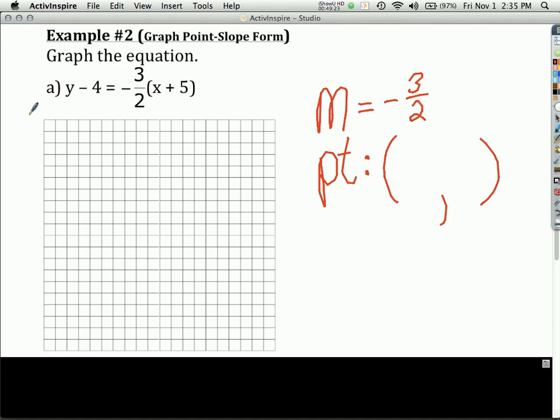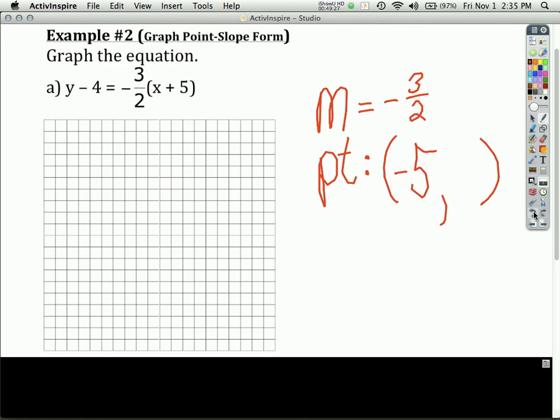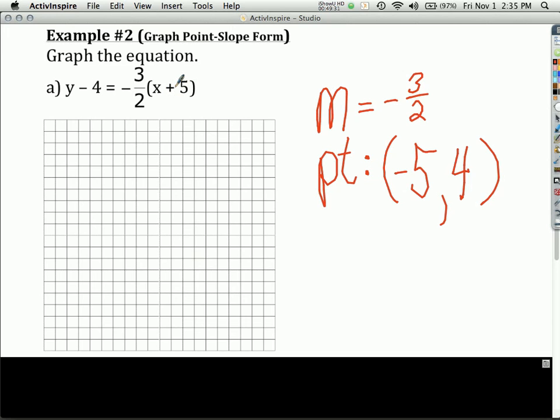Very, very good. This is a little bit tricky, but it is always going to be the opposite of the number that's here, because this is really x minus -5, and this is y minus 4. So this is really a -5, comma 4. Okay, that was outstanding. So this is our starting point, and then we use the slope.